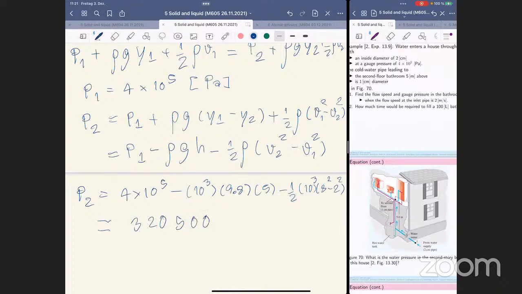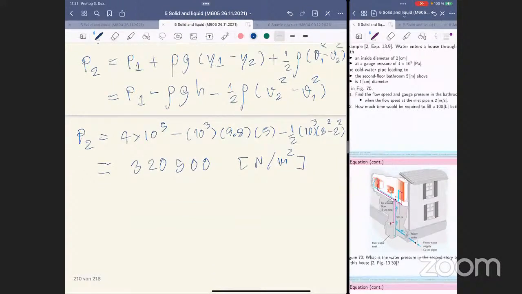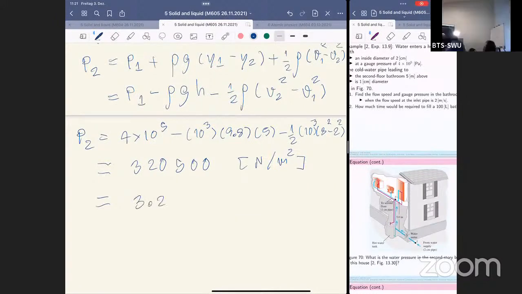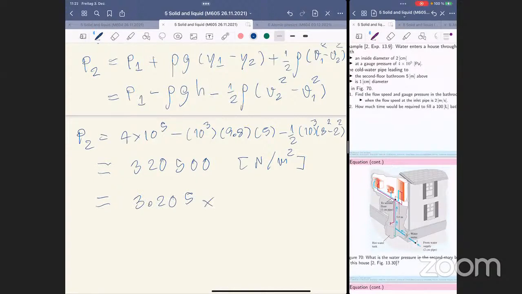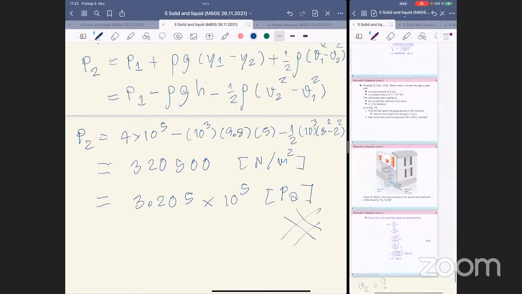It's 320,500 Newton per square meter, right? It's the pressure per area. So in terms of Pascal, you would get 3.205 times 10 to the 5 Pascal. And that's it for the gate pressure here.